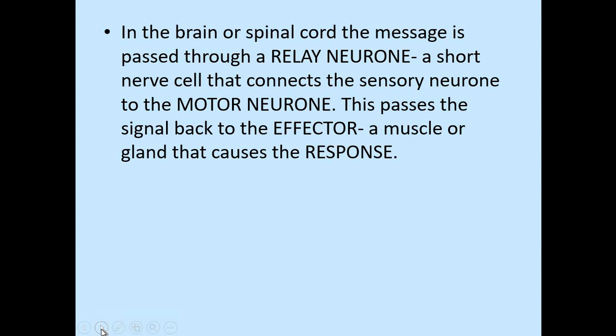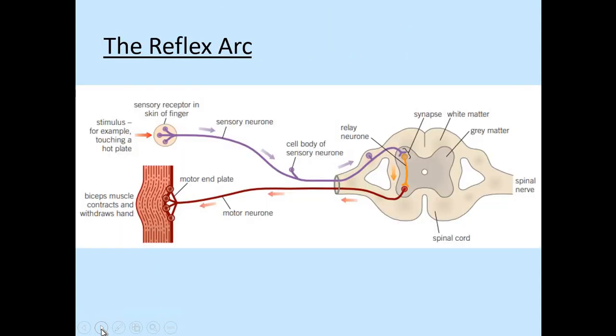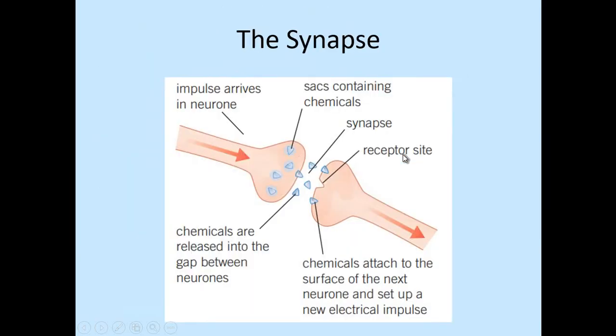And of course, the response in this case was us dropping that hot plate. Okay, so we've mentioned the word synapse a couple of times, and if I go back a couple of slides and zoom in, you can see my cursor at this point here, where one neuron ends and another neuron, the relay neuron, begins. In between is a gap. You might think, why on earth does there need to be a gap? Well, this gap is called the synapse.